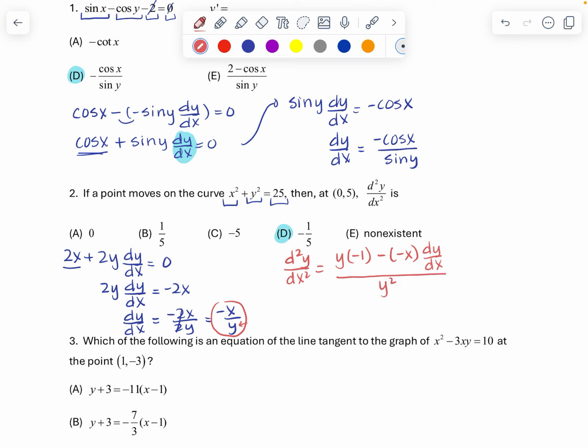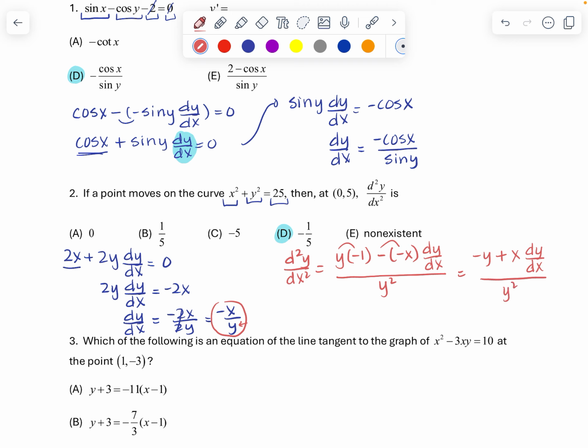Okay, now you guys, I like to do some cleanup here because there's negatives all over the place. Negative 1 times y is negative y. Negative times a negative is a positive x dy dx, and then that's all over y squared.